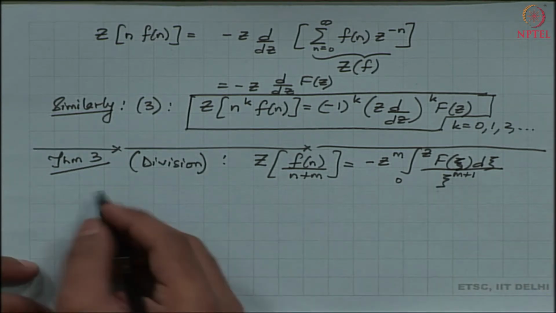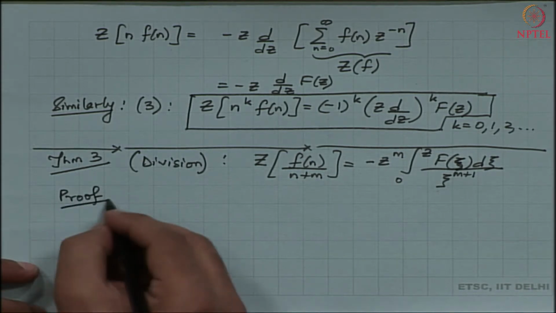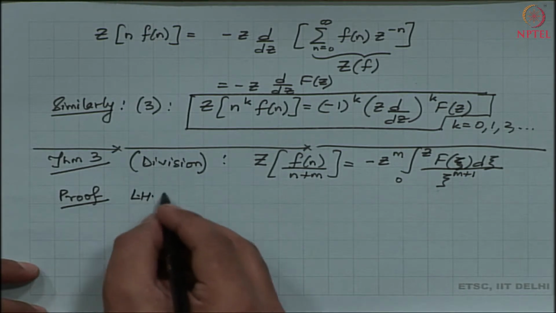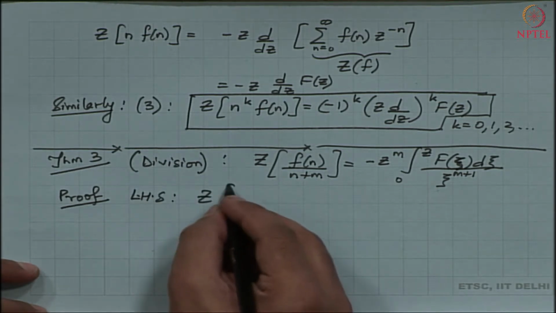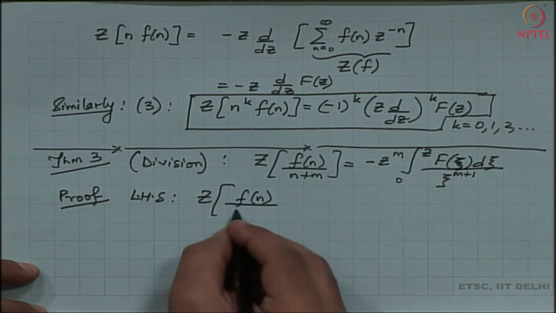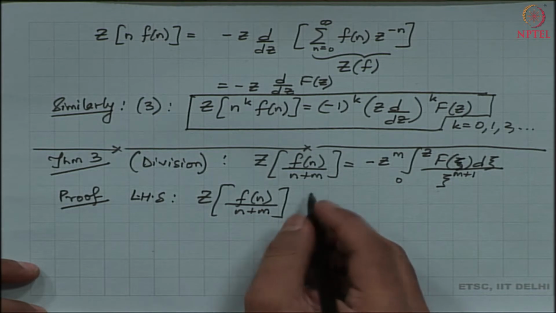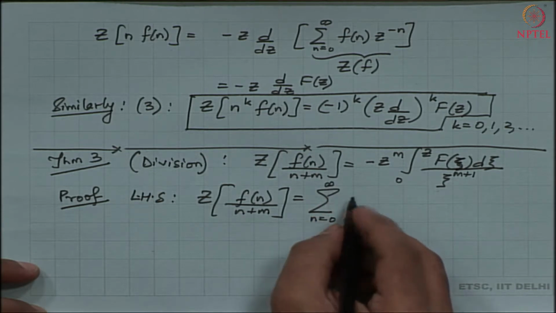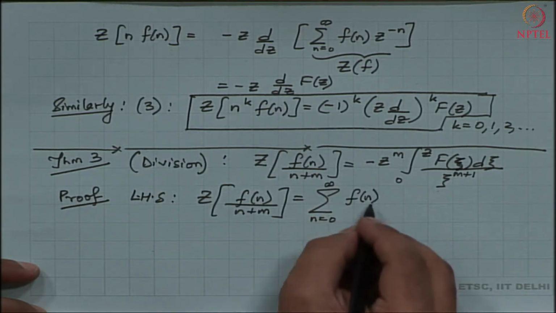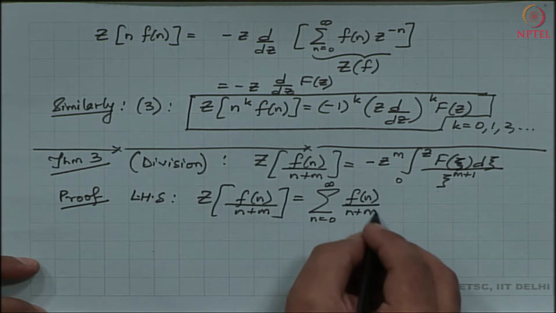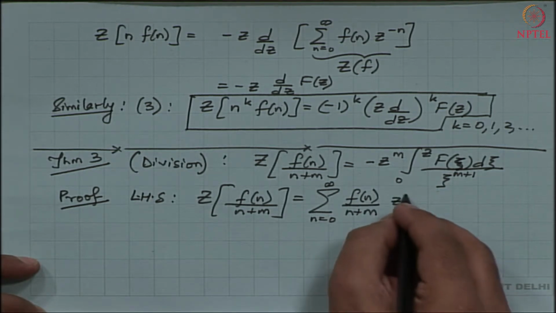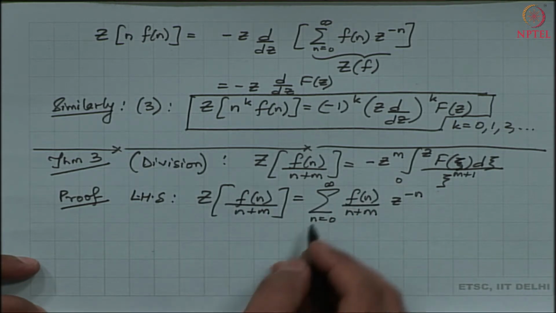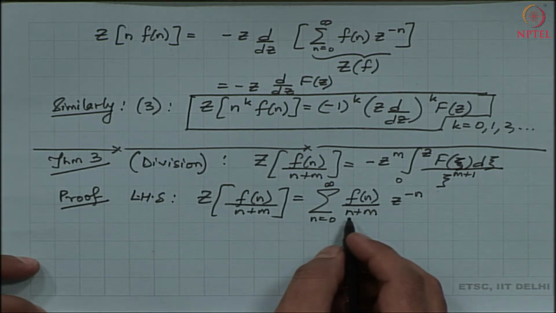Okay. So, to show the proof of this result, let us start with the left hand side. So, the left hand side says that this is the z transform of f n by n plus m. So, this is also equal to the summation n from 0 to infinity f n by n plus m times z to the power of minus n. So, that is my z transform of this argument.